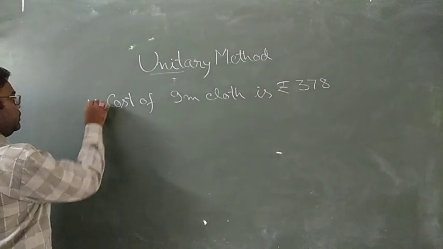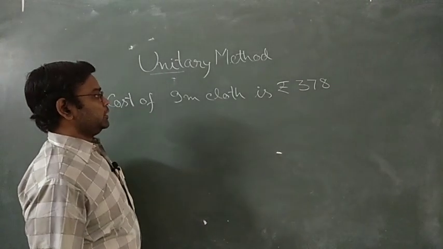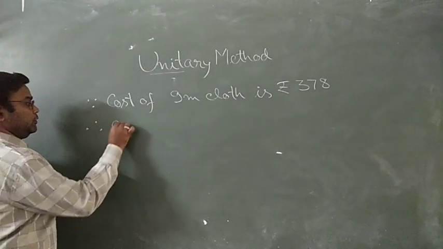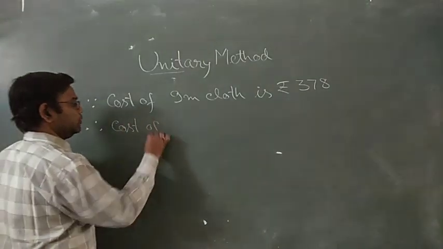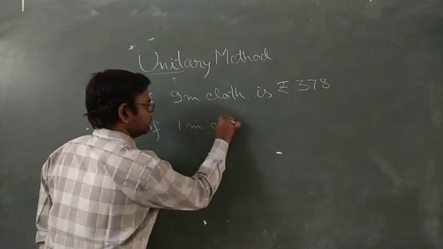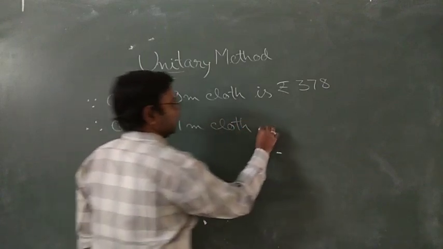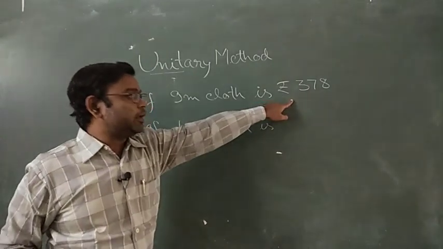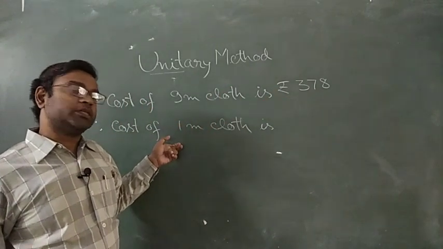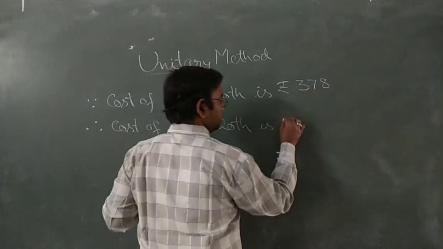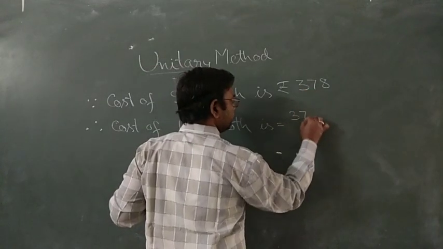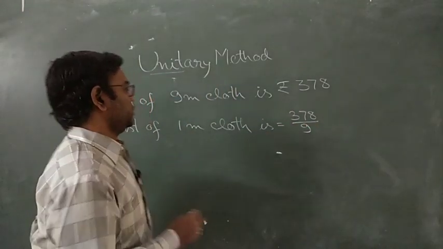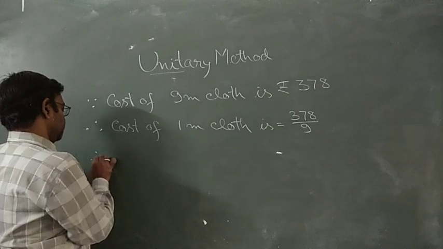So since cost of 9 meter cloth is rupees 378, therefore cost of 1 meter cloth is, as I told you, if more is given and we are going to find out less, we must divide. So this amount, rupees, equals 378 upon 9 rupees. We are not going to write the unit over here. We write the unit at the end.